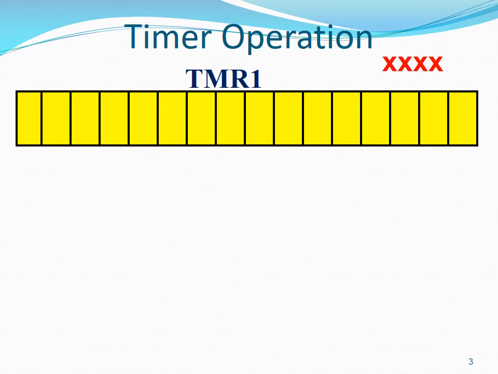A timer module is basically a counter. It counts the number of pulses that are received by the module. The count value of the pulses is stored in a register that we shall call a timer register. In this case, the timer register is named TMR1, which is an acronym for timer 1. Let's suppose that at the start, the timer register contains an unknown value represented by XXXX.